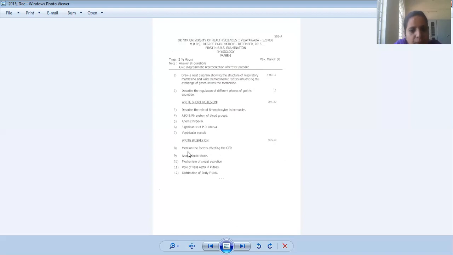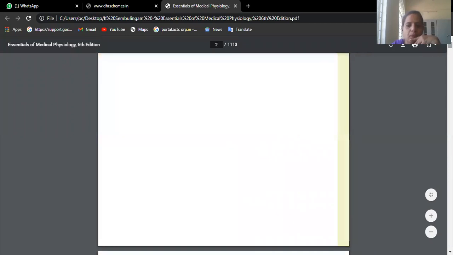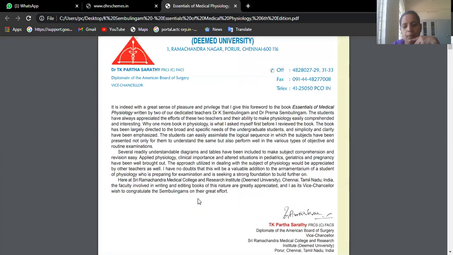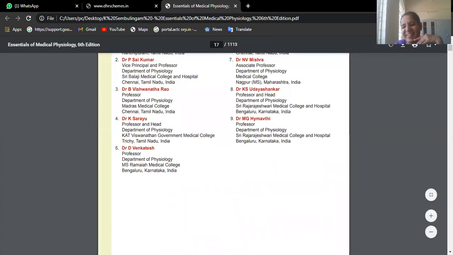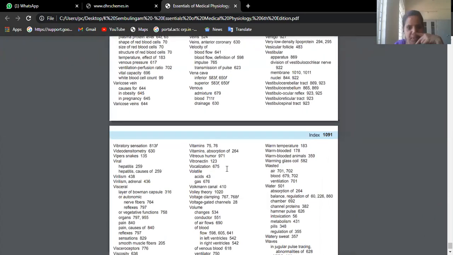So what are the factors affecting GFR? This we will see. GFR definition we have studied, but factors we didn't see, isn't it? So what is GFR? The amount of filtrate that is filtered by the glomerulus in 1 minute. Excellent. Per day, how much? I think it is 180 liters. We will see now.